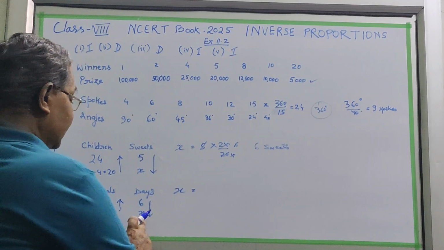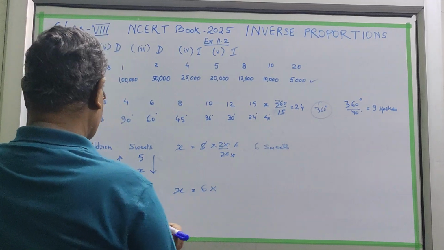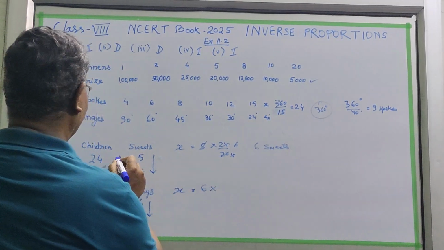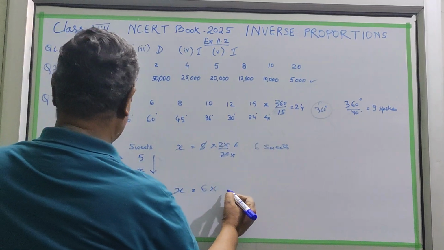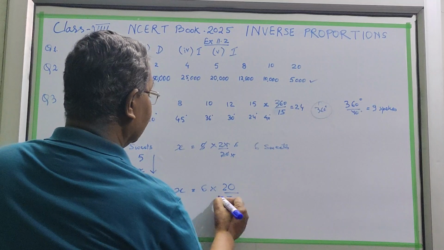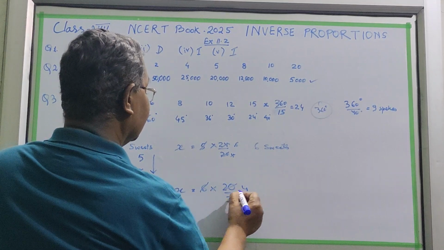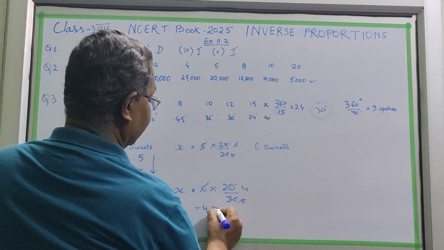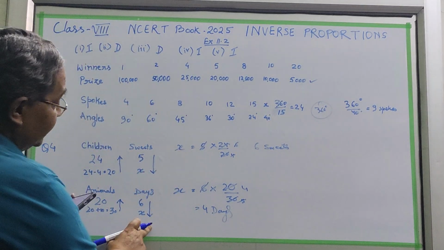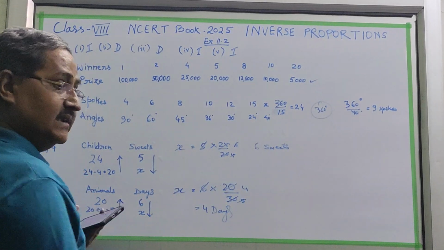Here x equal to 6 will be always on the upper side, then the arrow is to 20. So whichever side the arrow is on, that amount always goes to the upper side. So 20 upon 30, 6 fives are 30. So it will last for 4 days, because the number of animals is increased, so the days will reduce. It is an inverse relation. One is increasing, the other is decreasing.